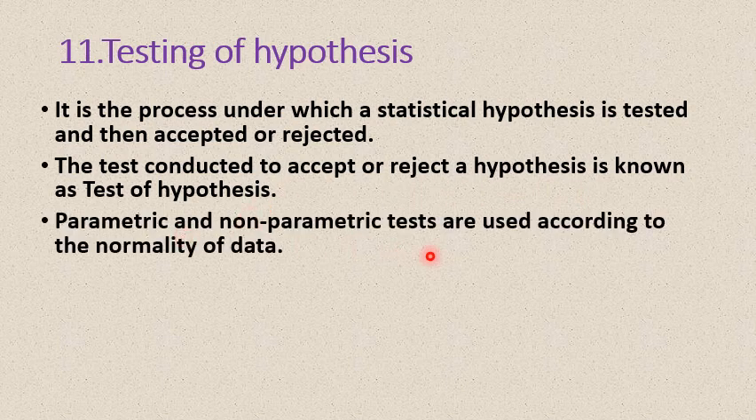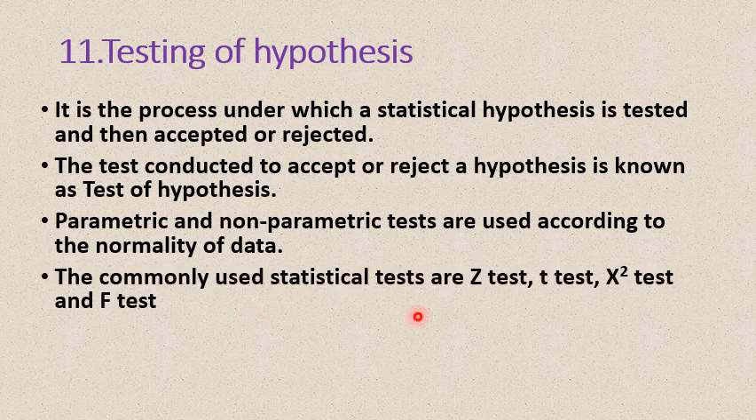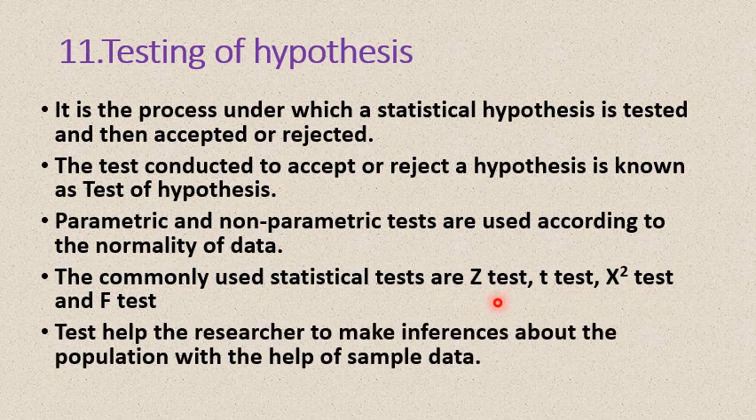Parametric and non-parametric tests are used according to the normality of the data. If the data is normal, we can use parametric test. Then if the data is not normal, then we have to adopt non-parametric test to test the hypothesis. The commonly used statistical tests are Z-test, T-test, chi-square test, and F-test. Tests help the researcher to make inferences about the population with the help of sample data. We can make inferences about the population with the help of sample data only through inferential statistics such as testing of hypothesis.